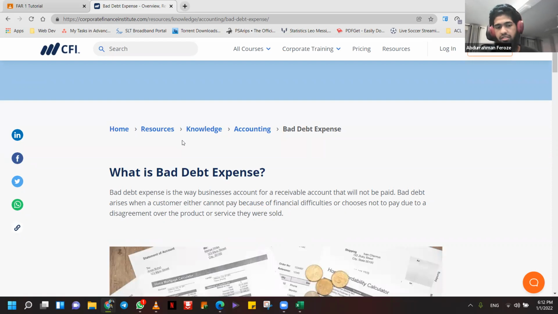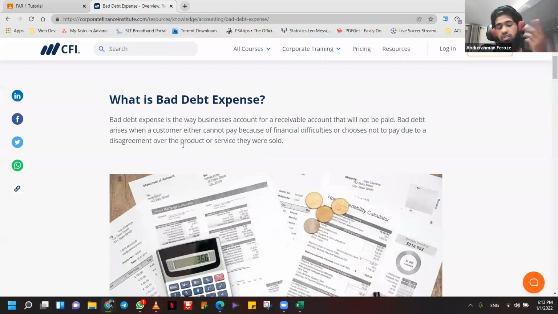Bad debt expense is when a company sells on credit, they make sales of their product on credit to customers, and then after a period of time, the customer is not able to pay the amount that they owe the company. When they're not able to pay this amount, or they refuse to pay this amount, the company is losing out on money that is owed to them, and this is called bad debt expense. There are two ways of dealing with bad debt expenses.